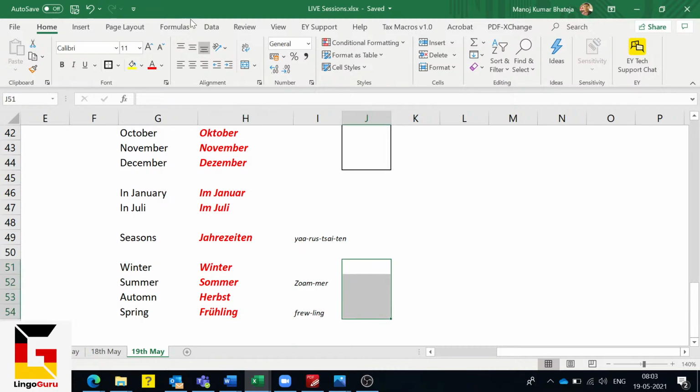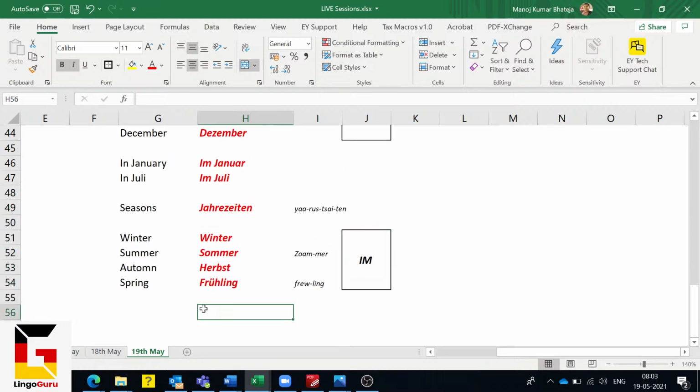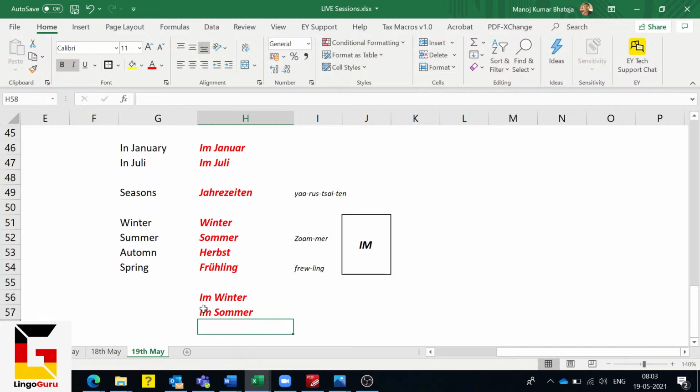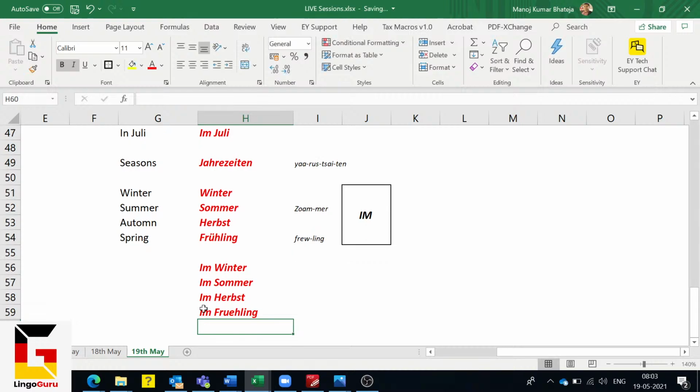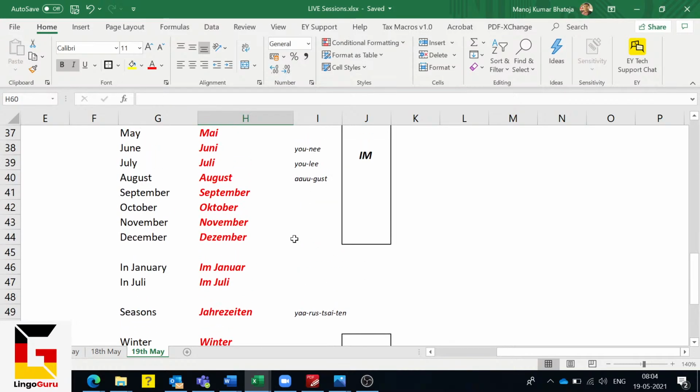So if I want to express some preposition, let's say same, in. So in winter, it is going to be im Winter, im Sommer, im Herbst, im Frühling. Alright, that's how we use.